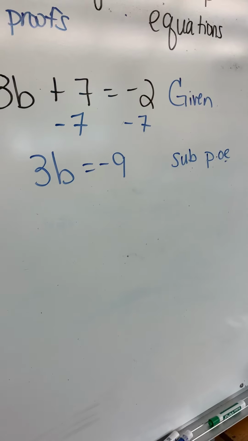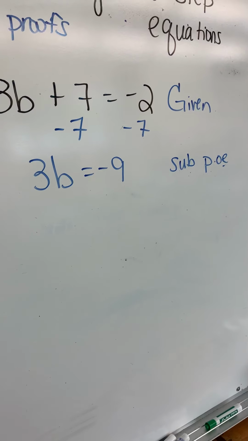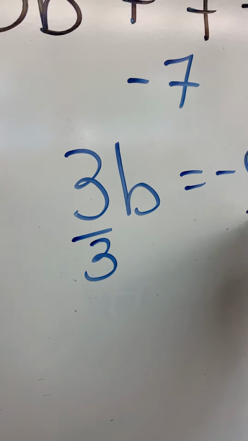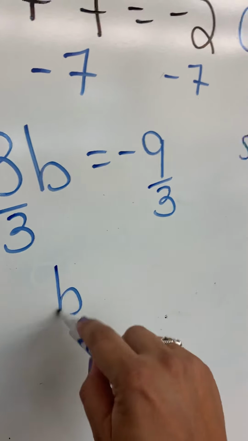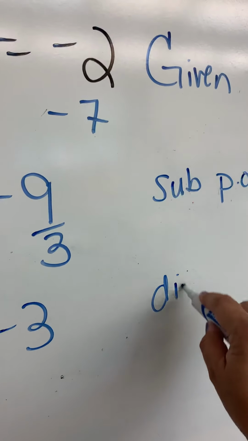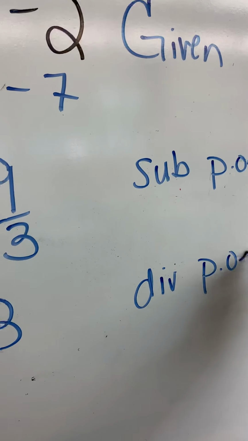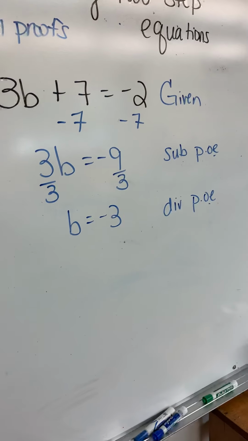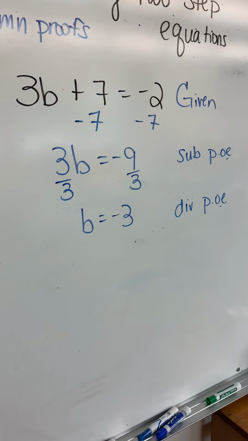Next step. Divide by 3. So now I have b equals -3. I did the division property of equality. There's your two-column proof. It's not too bad.